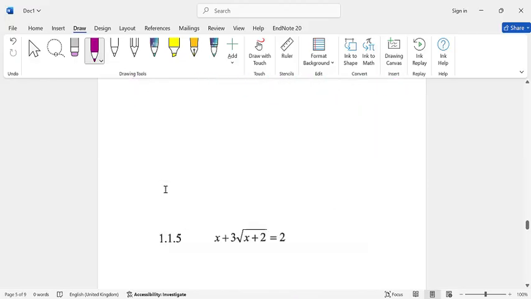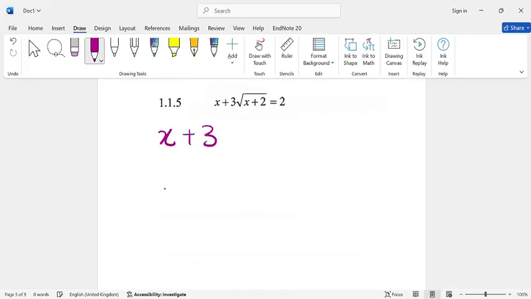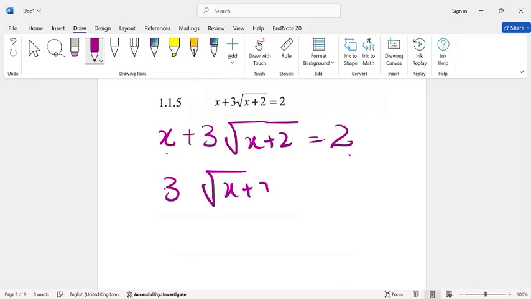Okay. So the next question we have is x plus 3 square root of (x plus 2) equals 2. We have to simplify this equation and get the values of x. So how do we get the values? We take x plus 3 square root of (x plus 2) equals 2. So I take this x to this side. We have 3 square root of (x plus 2) equals 2 minus x.